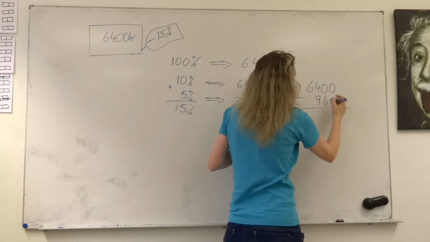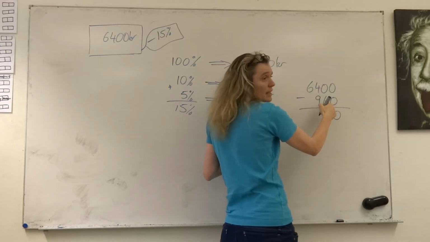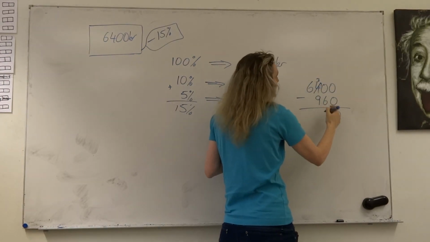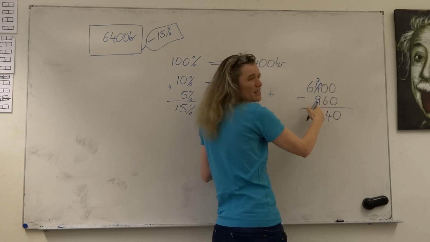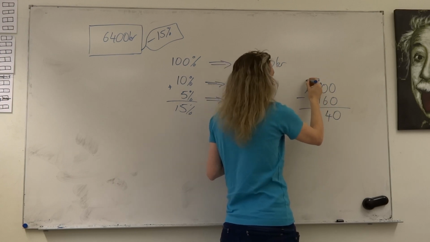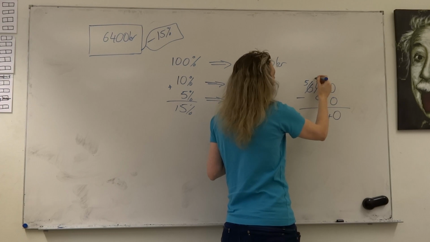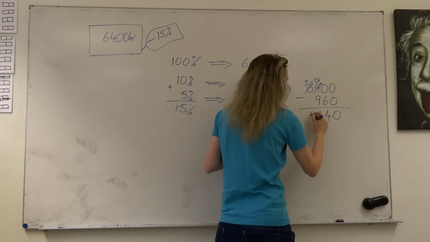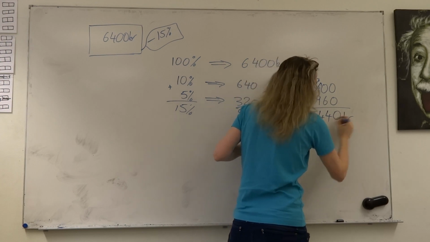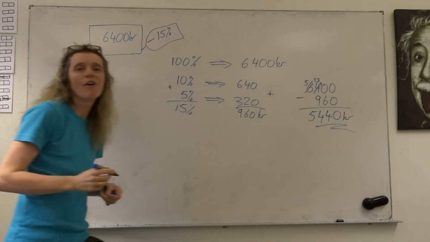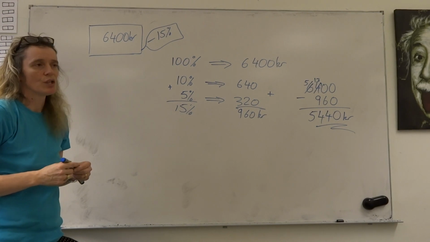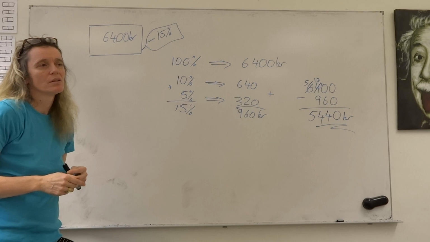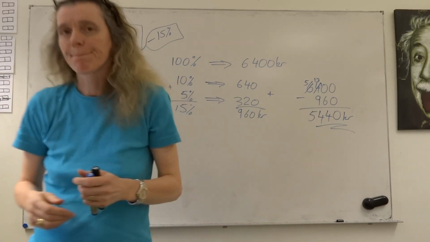0, 0. Here we don't have enough. We can't take 6 away from 0, so we have to borrow 1 from the 4. 10 minus 6 is 4. 3 minus 9 we can't do either, so we have to borrow 1 from the 6. It turns it into a 5. 13 minus 9 is 4, and 5 minus 0, 5. So we would pay for this television 5,440 kronas. And I think that one's worth 2 points. And that was it.